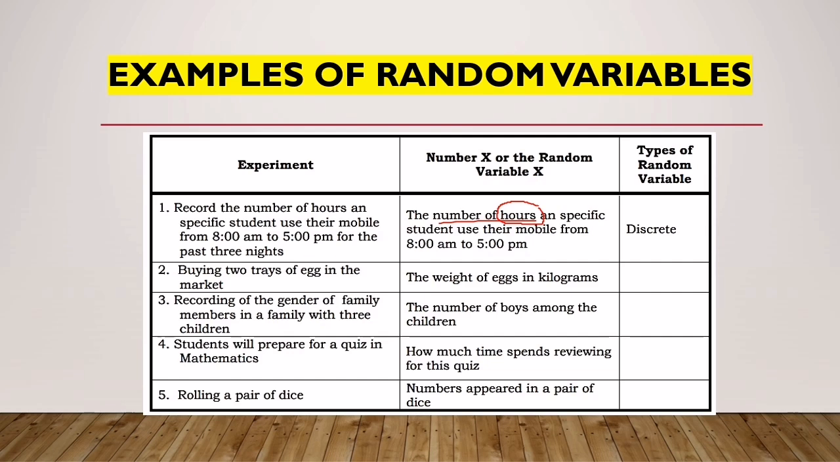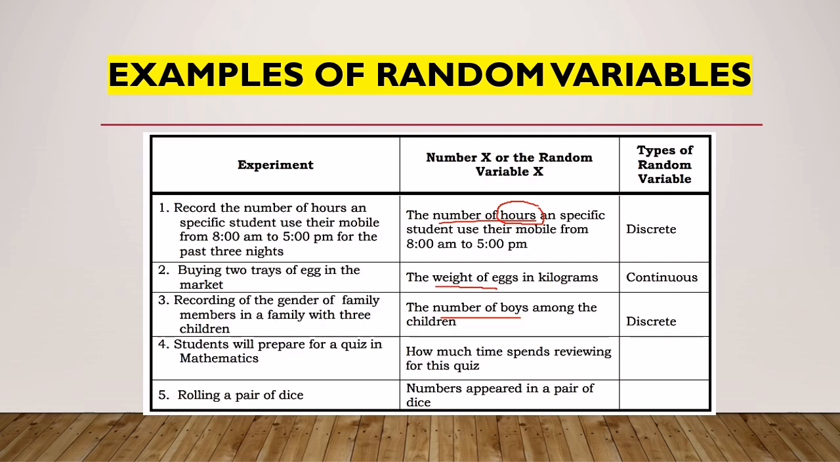Next, buying 2 trays of egg in the market. The random variable is the weight of x. What is the type of random variable here? Correct. We have continuous. Next, recording of the gender of family members in a family with 3 children. Our random variable here is the number of boys among the children. What type of random variable is this? Correct. Discrete.